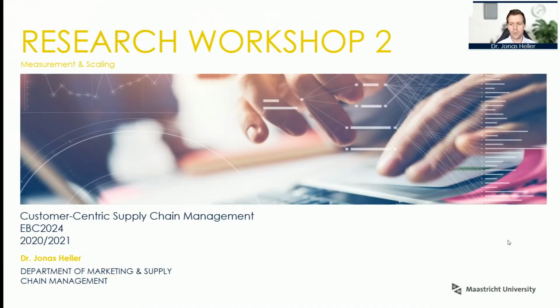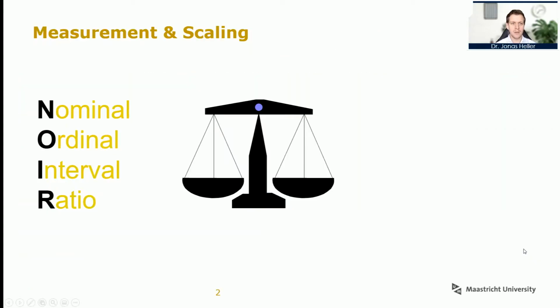Welcome to the second research workshop on the topic of measurement and scaling. In this workshop, we will talk specifically about different types of measurements and scales. So, the different types of measurements and scales that we can use in marketing research and when we conduct market research to investigate some effects on marketing or supply chain related issues are these four different types of measurements.